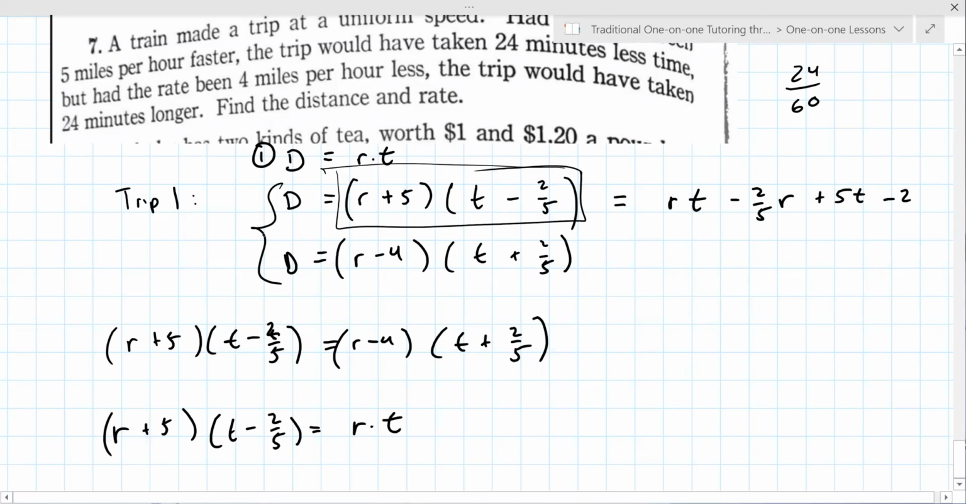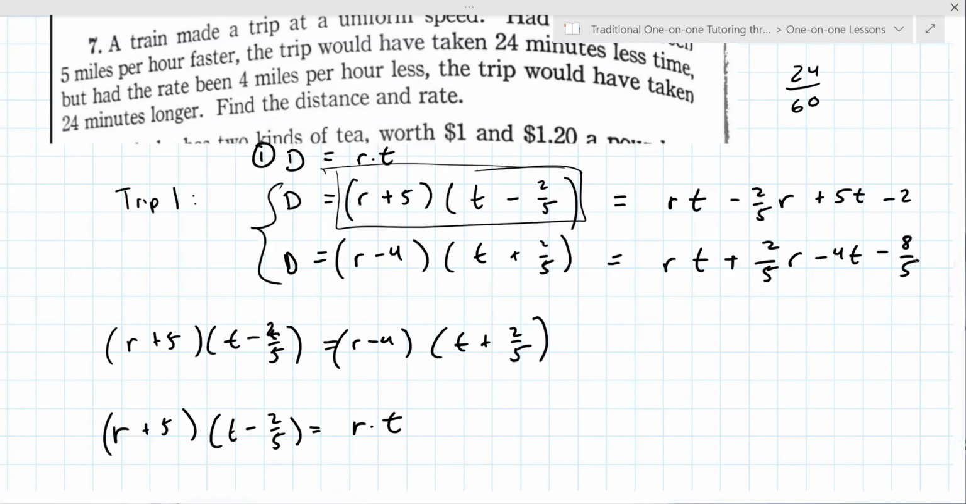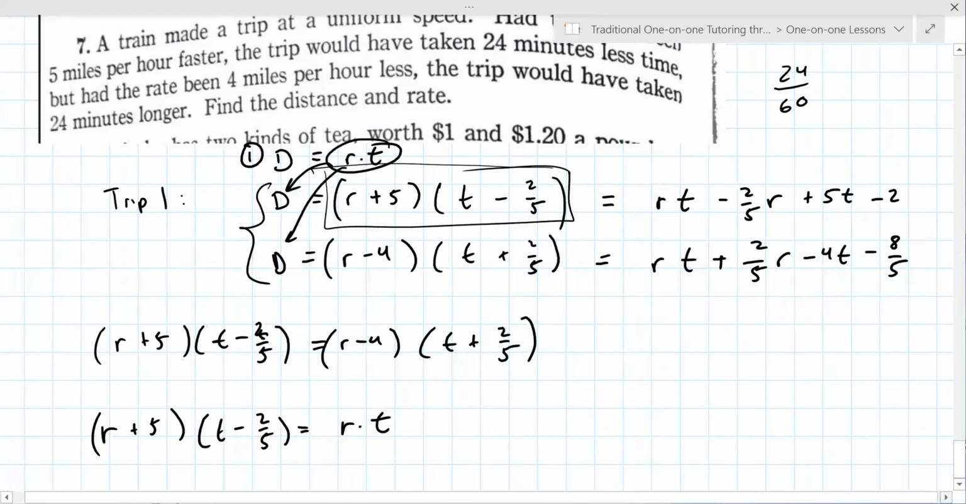Oh my goodness. Yeah, I mean, there is no elegant way to do this. So minus 2/5 R, I'm sorry, plus 2/5 R minus 4t minus 8/5. Okay, so that is what's needed. Then you take this and you put it in for D, and that becomes the right-hand side here. I'm going to go a little bit off screen here.